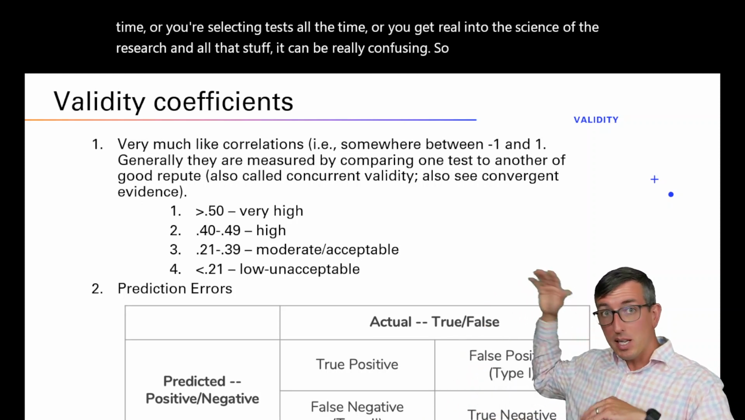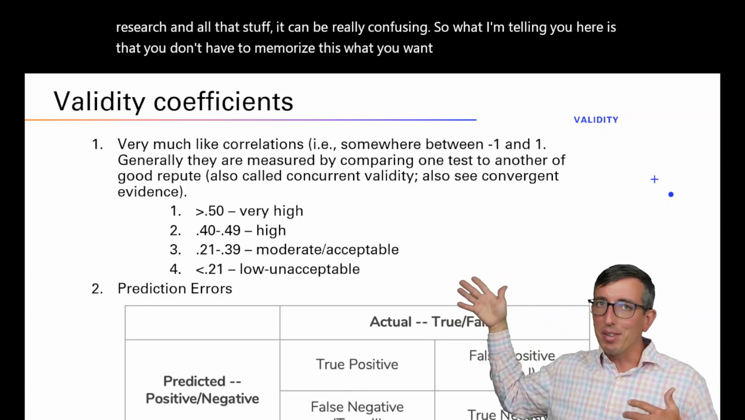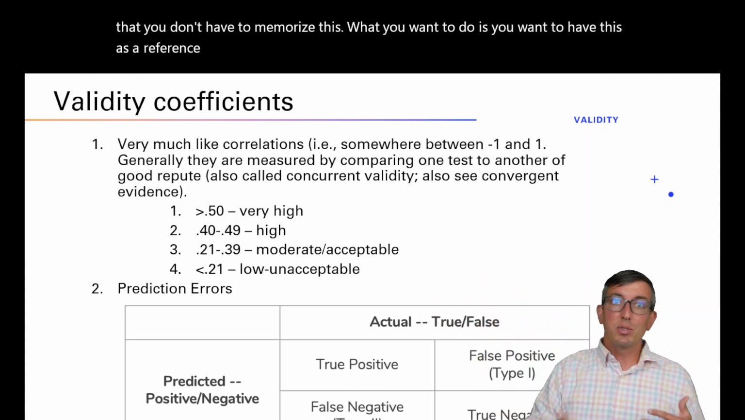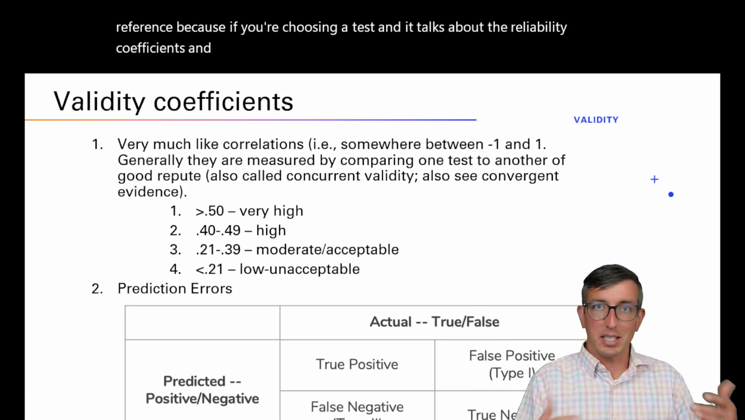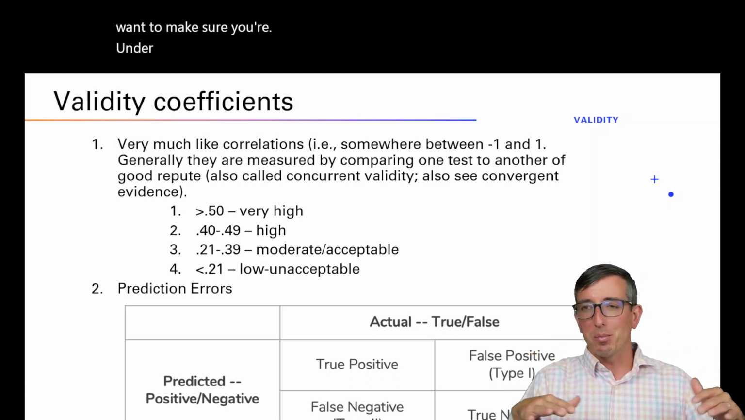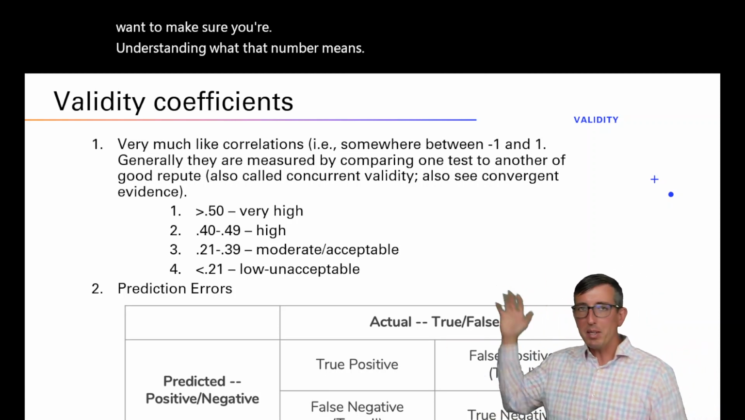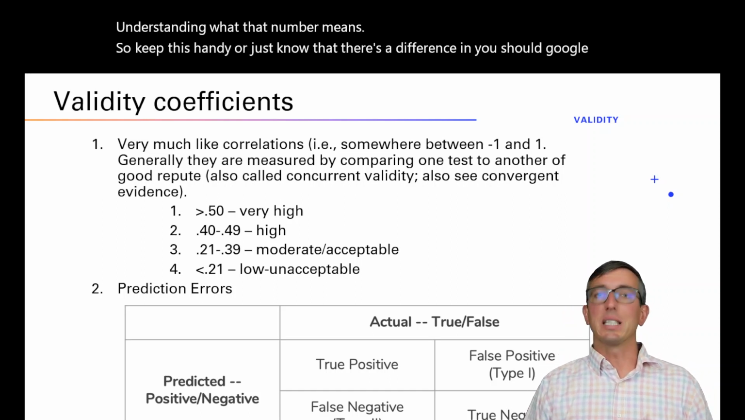So what I'm telling you here is that you don't have to memorize this. What you want to do is have this as a reference, because if you're choosing a test and it talks about the reliability coefficients and validity coefficients, and they give you two different numbers, you want to make sure you understand what that number means. So keep this handy, or just know that there's a difference, and then you should Google this if you ever need to.